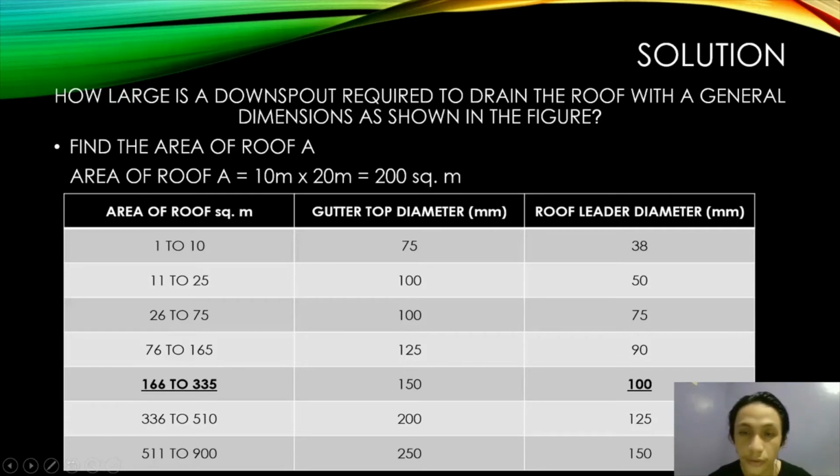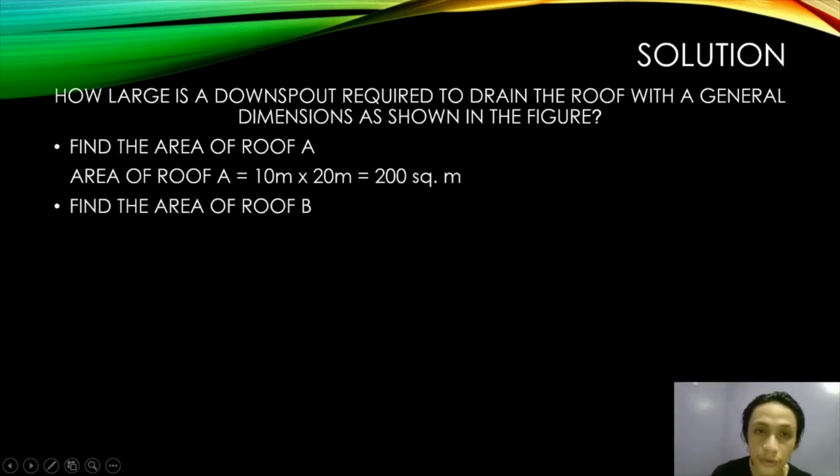If the question includes the gutter top diameter, then definitely we have the answer for it right away, which is 150. But since the question is only looking for the downspout, our answer is 100 millimeter diameter. So that's only for roof A. But what about roof B?